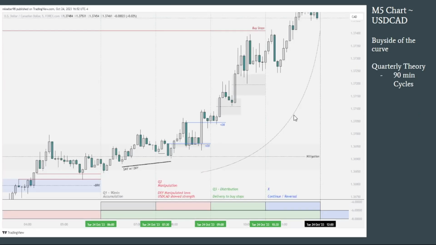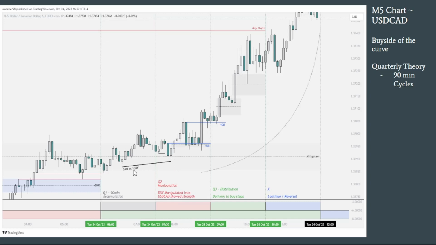Now I wanted to show an accurate representation of what New York session looked like on an M5 chart during the 90-minute cycles of Day's quarterly theory. Now this is the buy side of the curve of this market maker buy model. And if you look at this closely, we have Q1 accumulation. During Q2, this is when price is supposed to manipulate lower to form some sort of sell stop run. And we actually formed SMT with the dollar index because the dollar index made a lower low compared to USDCAD making a higher low, showing that USD was stronger than CAD.